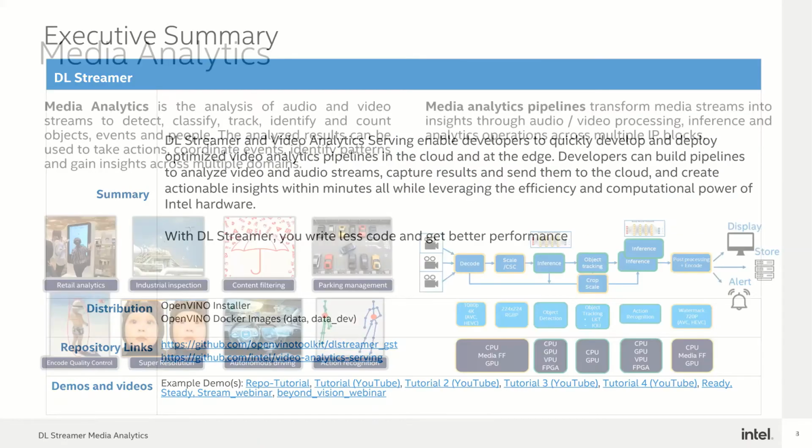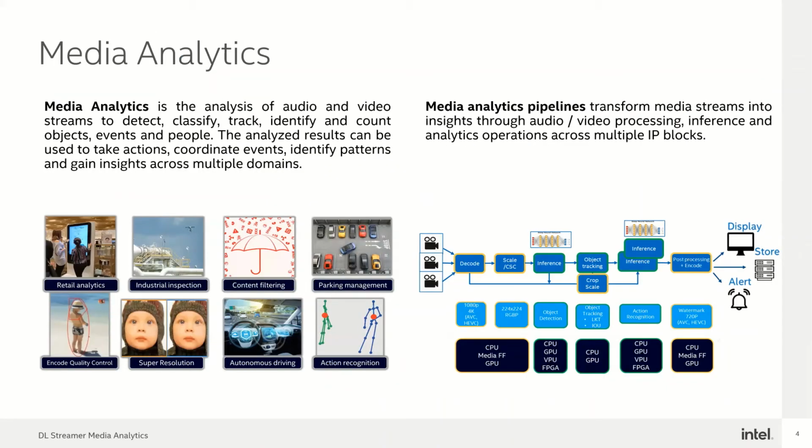Before we jump into DL Streamer itself, I want to set the stage in terms of what we mean by media analytics and media analytics pipelines. Probably this is fairly well-trodden territory, but media analytics is really the analysis of audio and video with generally neural networks, but also perhaps traditional machine learning and traditional computer vision, to detect, classify, track, and identify objects. One of the key things is to take those analyzed results and take actions on them. At the end of the day, our goal isn't just to provide information, but also to make that information actionable.